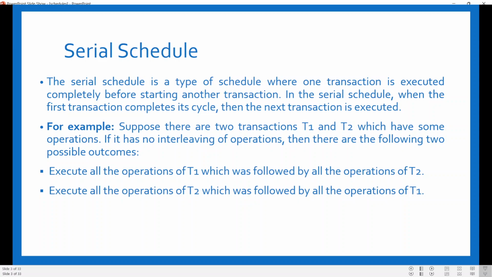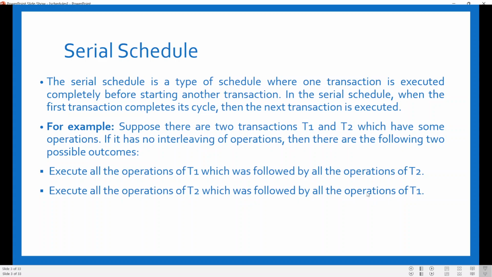As you know, there may be many transactions happening. Serial schedule means one transaction will be executed completely before starting another transaction. In a serial schedule, when the first transaction completes its cycle, then the next transaction is executed. Suppose we have two transactions T1 and T2. That means we execute all the operations of T1 and then all the operations of T2 follow, or it can be the other way: all the operations of T2 and then all the operations of T1 follow.